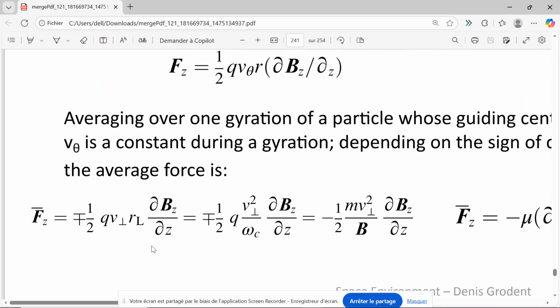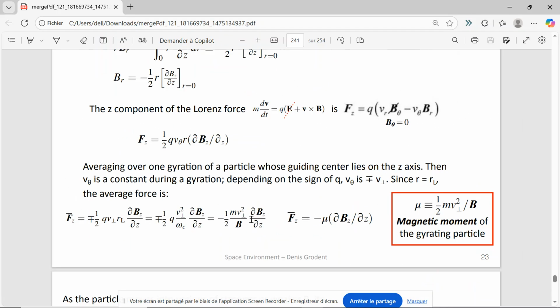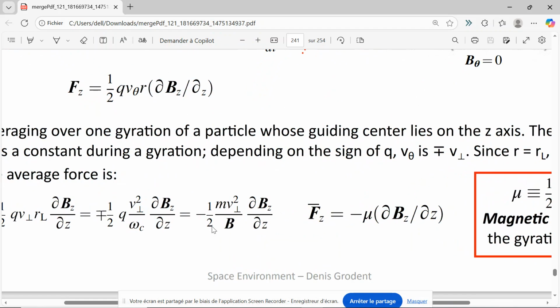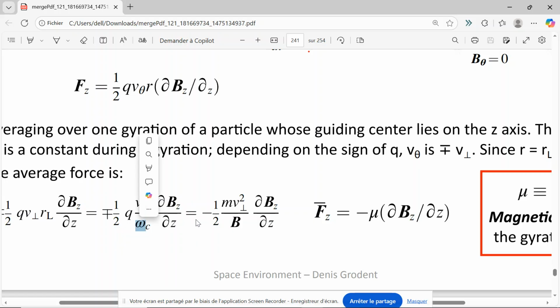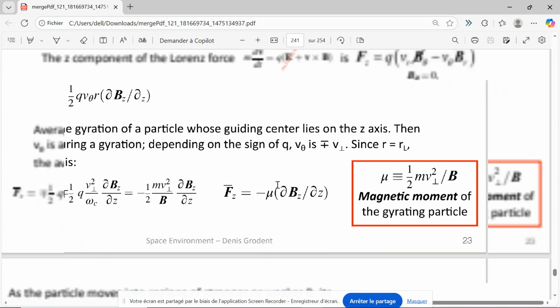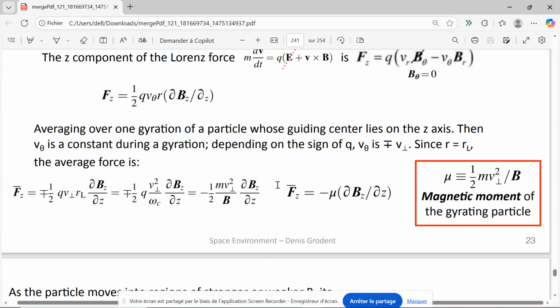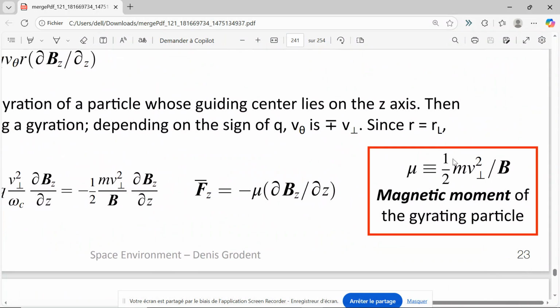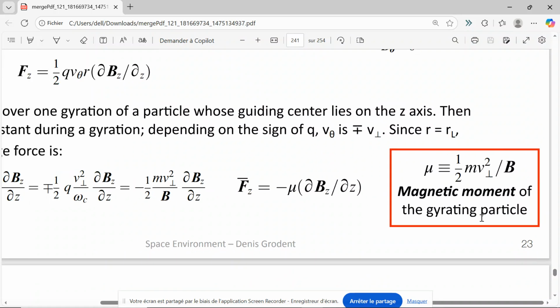So here we replace the v perpendicular by its value. The Larmor radius is replaced by its definition, and we simplify. Here omega c is replaced by its definition too. And we see that the average force in the z direction is proportional to the magnetic moment mu, which is defined as 1/2 m v perpendicular squared divided by B, which is always the magnetic moment of the gyrating particle.